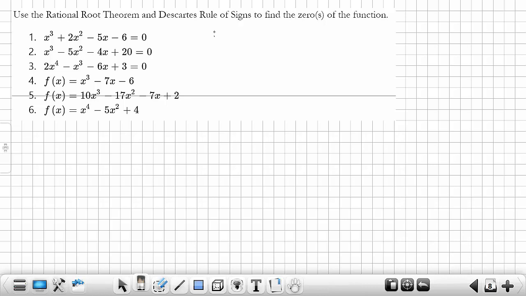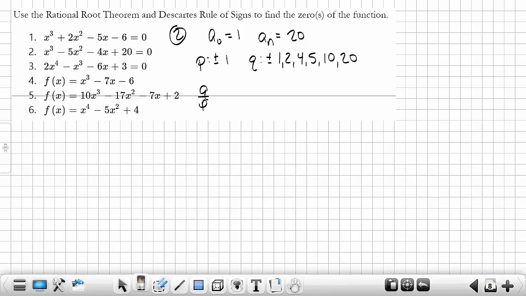So number 2, our a sub naught equals 1. A sub n is equal to 20. So our p is plus or minus 1. Our q is plus or minus 1, 2, 4, 5, 10, and 20. Those are all the factors of 20. So once again, since p is 1, our q over p is going to be plus or minus 1, 2, not 3, 4, 5, 10, 20.